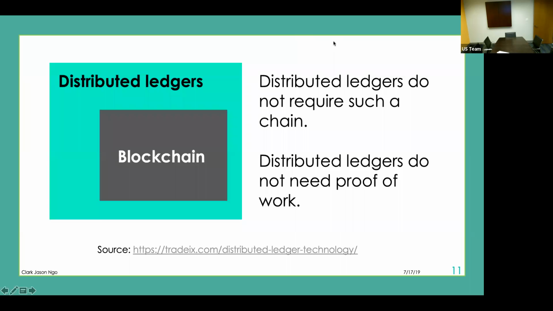Next, when we talk about blockchain, it's a subset of distributed ledgers. A distributed ledger is a type of technology where you store information, for example, accounting information, right? The thing to differentiate between them is that distributed ledgers do not require a chain like a blockchain, and they do not require proof of work. Proof of work means miners mining, getting a block. We'll talk more about that later.